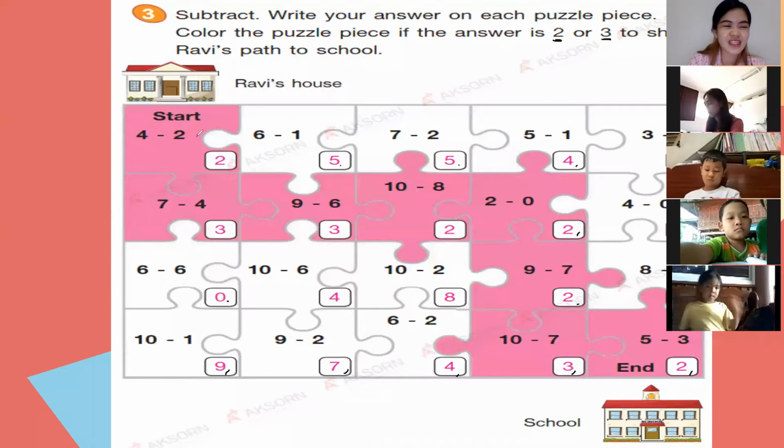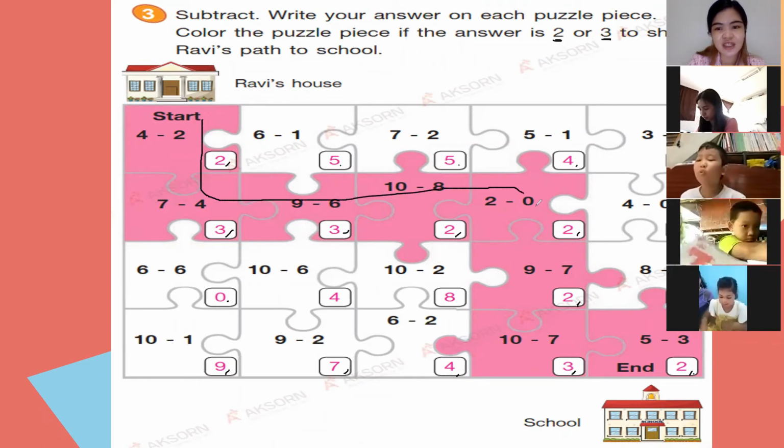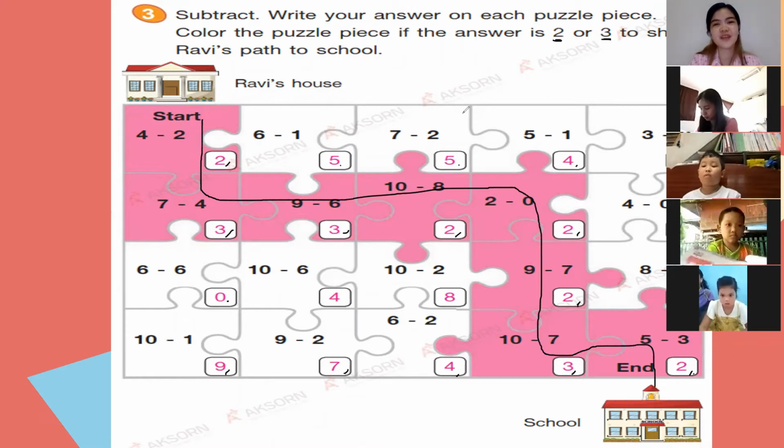Okay, so we're going to color 2 and then 3, 3, 2, 2, 2, 3, and 2. So Rabi, from Rabi's house, goes here, down to the school. So Rabi goes to the school now. Okay. You understand?